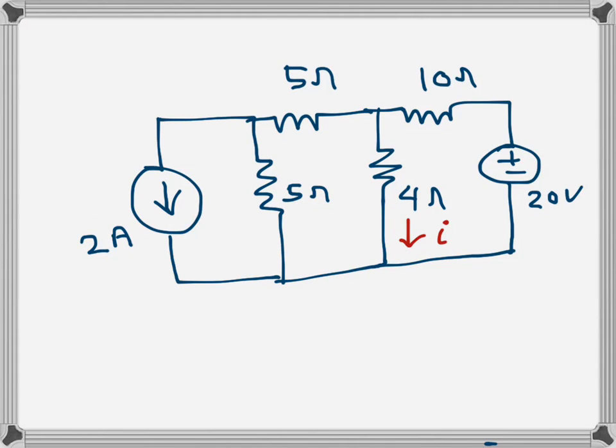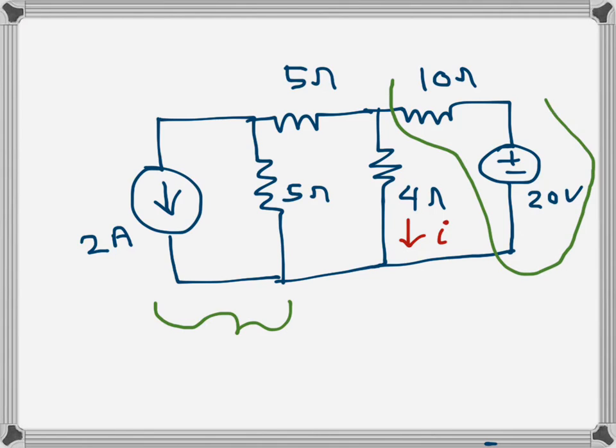Okay, so for this circuit we need to find the current I using the source conversion method. We can see there is a current source and there is a voltage source here. What I will do first is convert this one into a voltage source and a series resistance, and at the same time, in the same diagram, convert this voltage source and the series resistance into a current source and a parallel resistance.